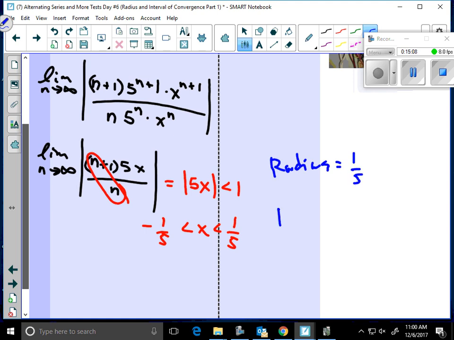And the interval of convergence would be x less than 1/5 and greater than negative 1/5. Now, do we know if it'd be equal on those points yet? No.